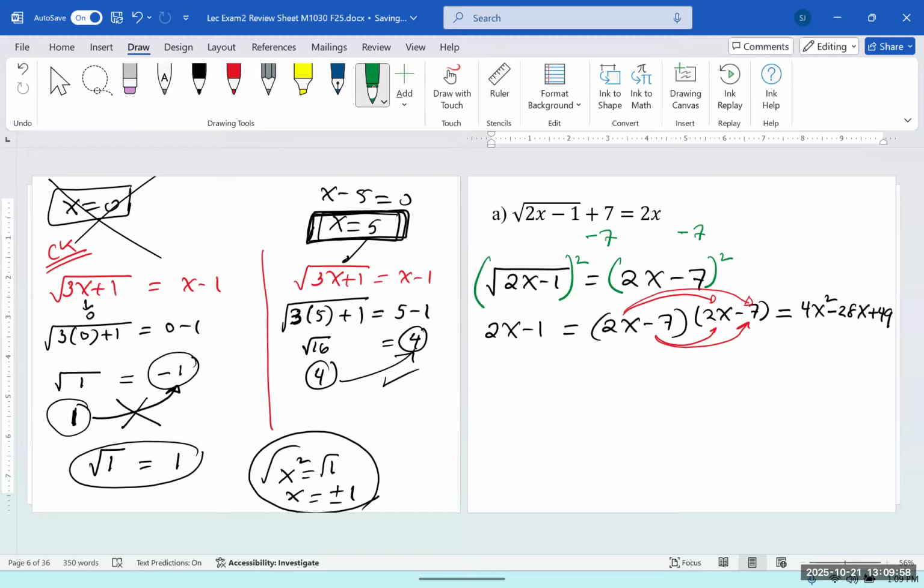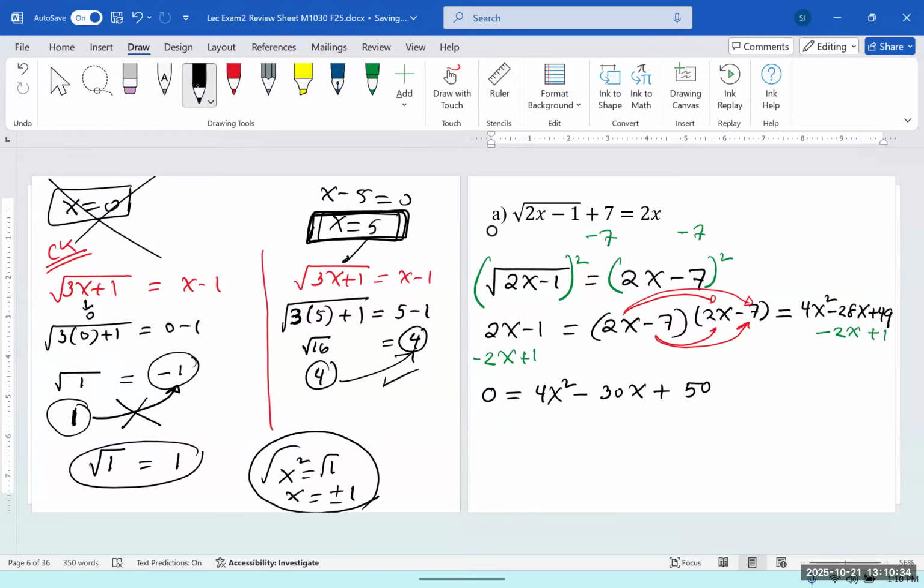And then what do we do? Minus 2x, minus 2x. Add the 1, add the 1. So 0 equals 4x squared minus, you are subtracting 28 and 2, plus 50. And now all these numbers are big.